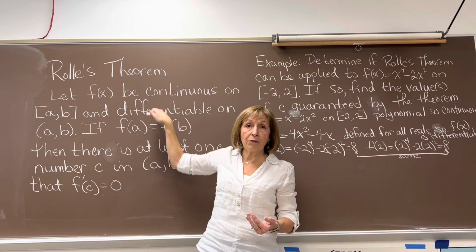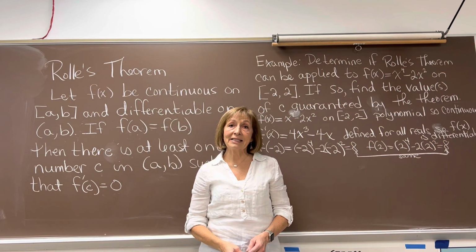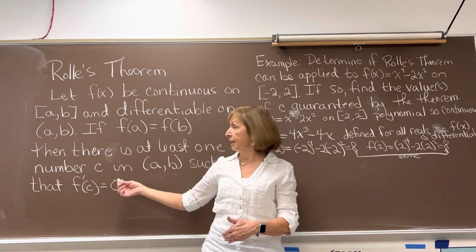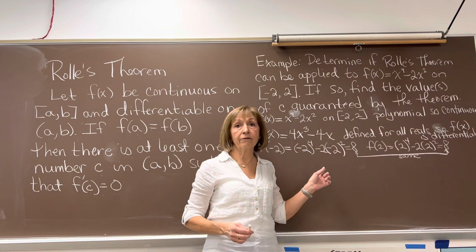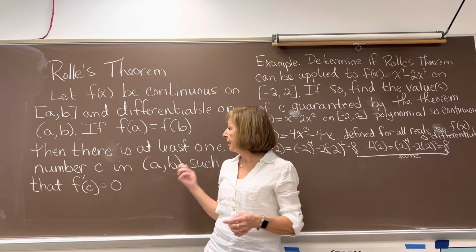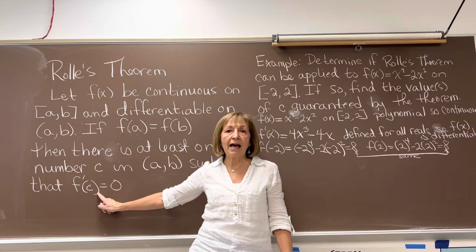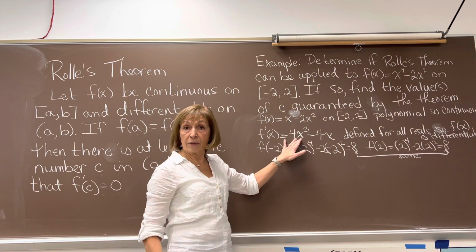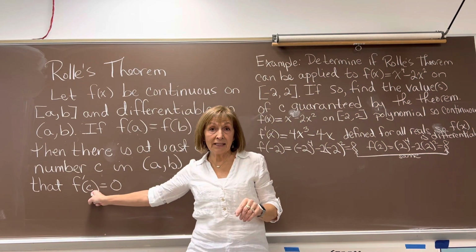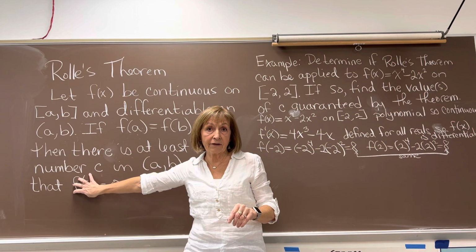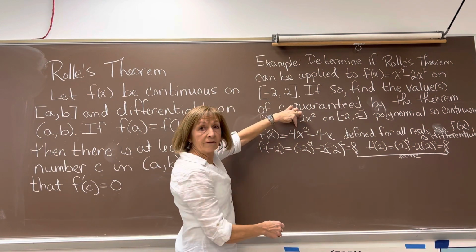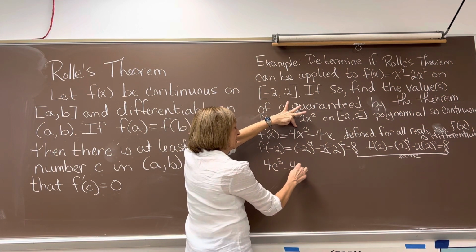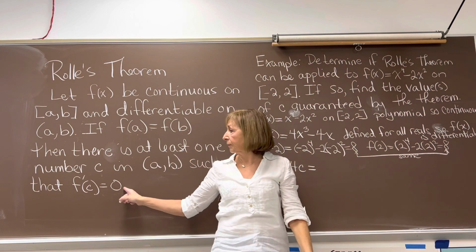So now we've verified all three parts. Rolle's theorem can be applied to this function on that interval. So we're guaranteed at least one c in the open interval between -2 and 2, such that the derivative evaluated at c comes out to be 0. So we want to look at our derivative and put c's in wherever the x's are for the left-hand side of our equal sign. So f prime of c is 4c cubed minus 4c is equal to 0.